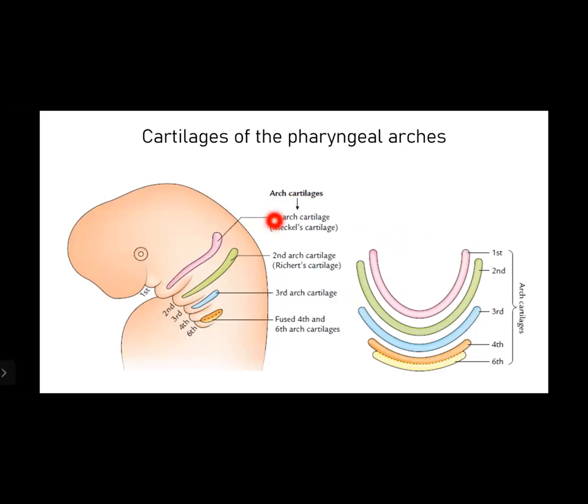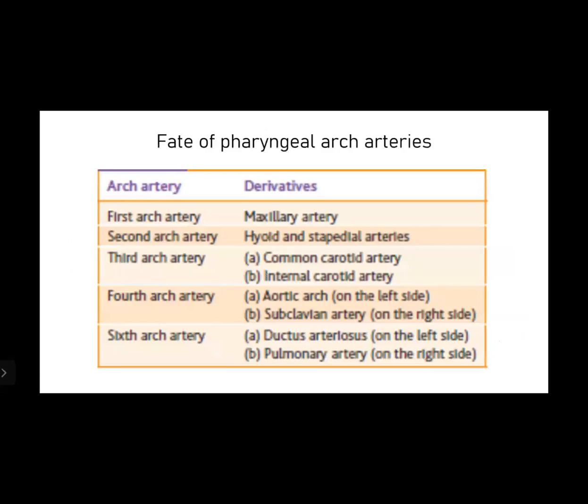For example, the first arch cartilage is often referred to as Meckel's cartilage, and the second arch cartilage is referred to as Reichert's cartilage. Okay, the third, fourth and sixth actually fuse together, and they're not given any specific names, but nevertheless they do provide for certain structures which we will see as we progress. Okay, so that's the artery which supplies each arch.